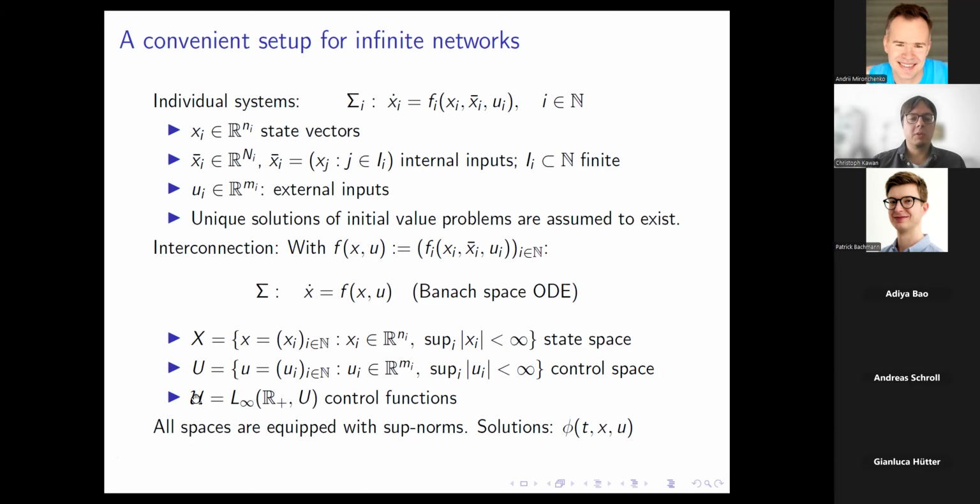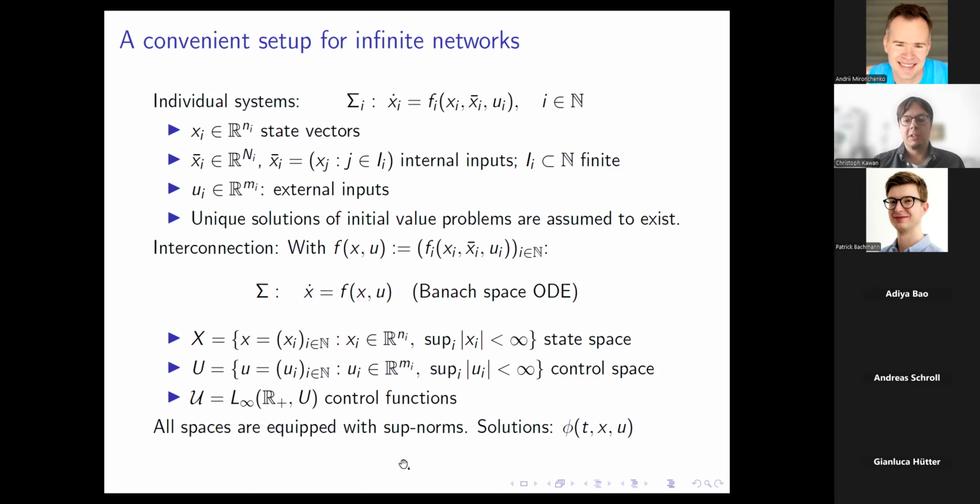And we also need a space of control inputs or control functions. So this will be capital L infinity space. So basically, this is essentially bounded functions into the control space, right? And all of these spaces are equipped with supremum norms. So in this sense, they become Banach spaces.